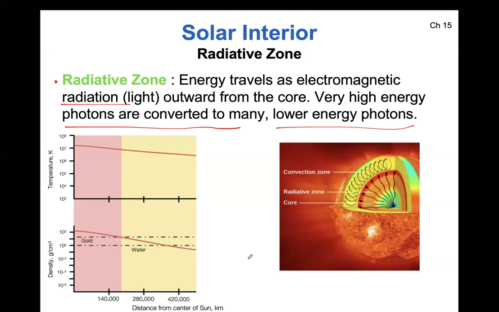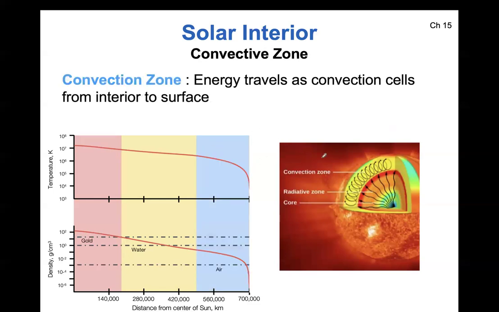Not visible light in this case, but rather starting at gamma rays and gradually decreasing in energy per photon, increasing in wavelength, and decreasing in frequency, until finally the density and pressure becomes sufficiently low that a new zone becomes possible. And this is the uppermost of the interior zones of the sun. So now we have a point where the sun is able to move like a fluid.